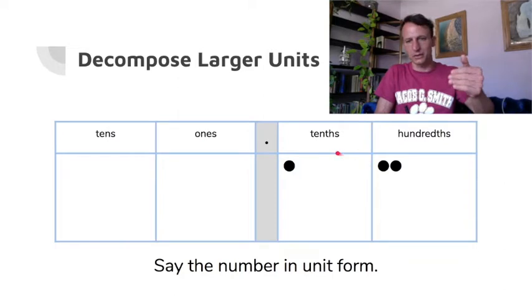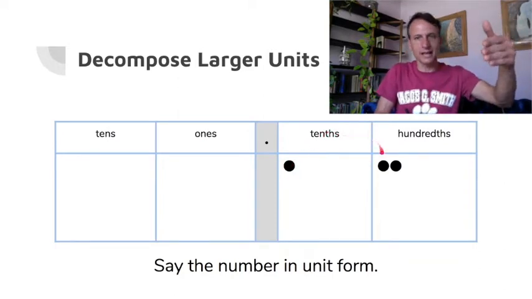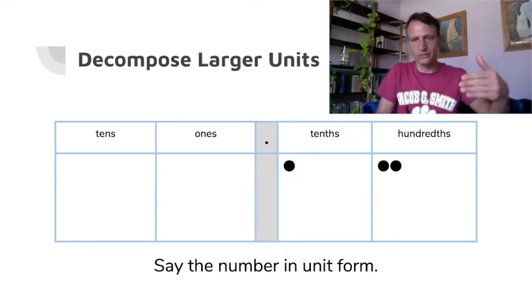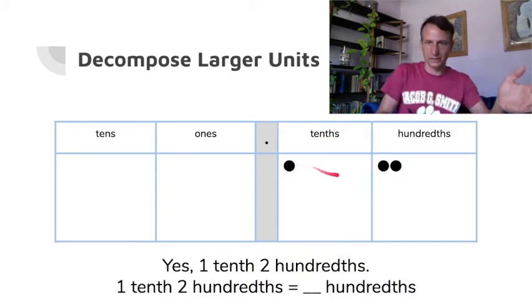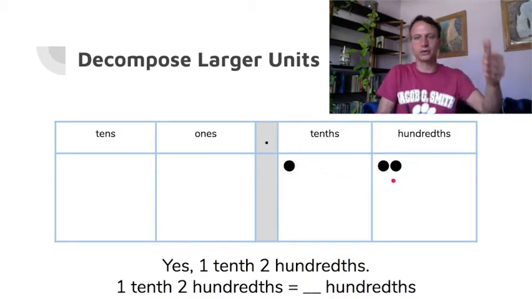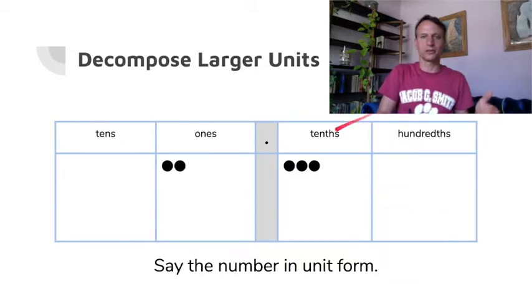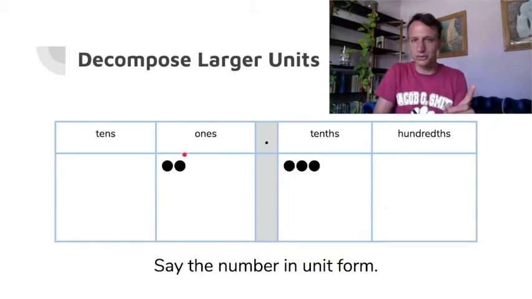What's this number in unit form? 1 tenth, 2 hundredths. Great. What would that be all in hundredths? Bring this tenth over as 10 hundredths. You have a total of 12 hundredths. Now what do we have in unit form?